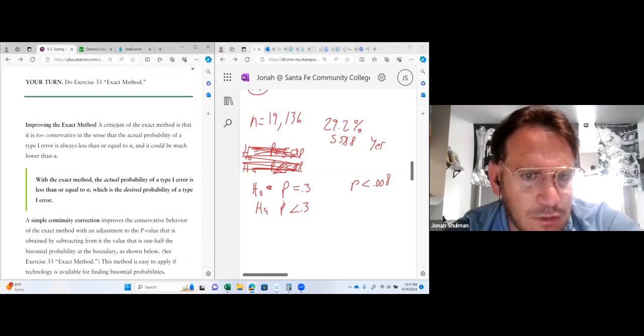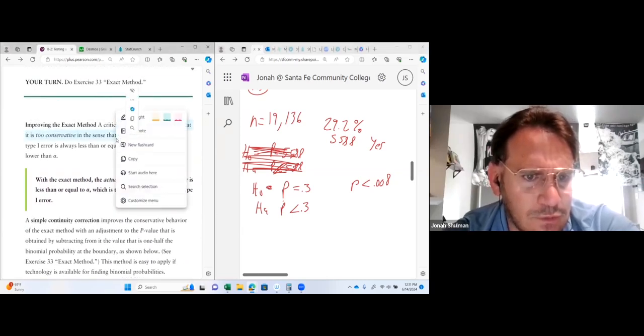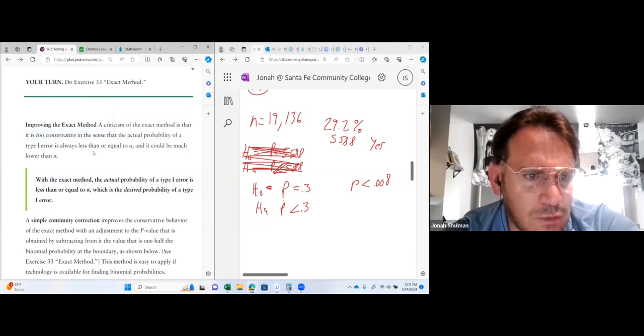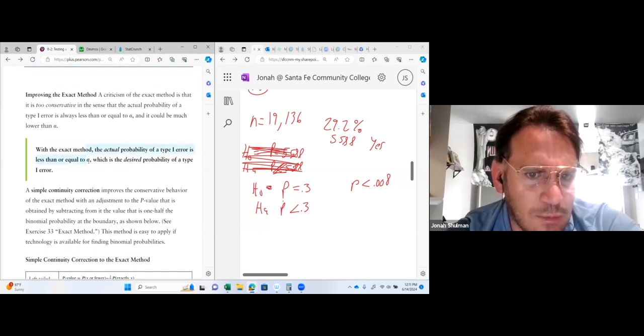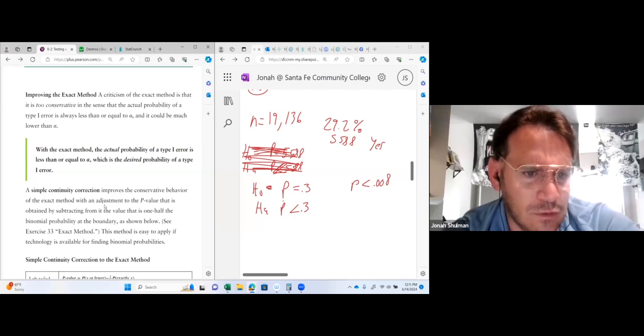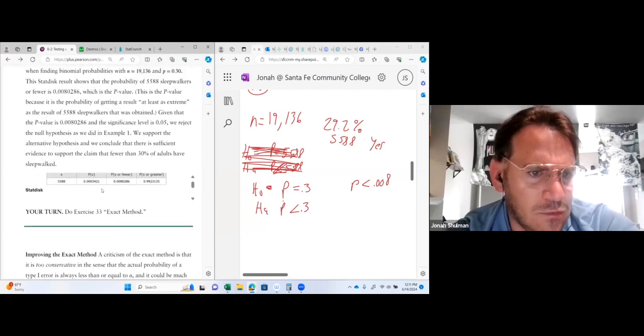The problem with the exact method is that it's too conservative, in the sense that the actual probability of a type 1 error is always less than or equal to alpha. It's going to be lower than alpha. All right, so we do a simple continuity correction, which addresses the conservative behavior of the exact method with an adjustment to the p-value. But how did we get this?